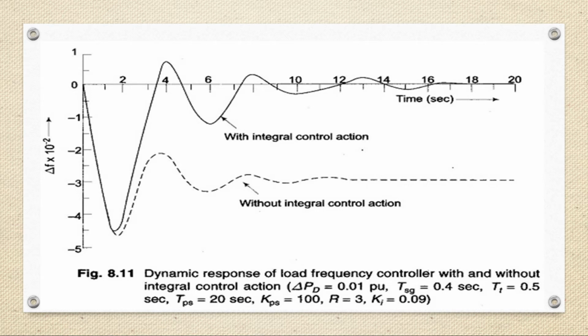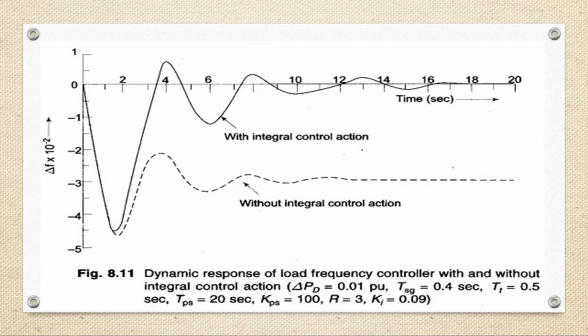So the dynamics of the proportional plus integral controller we can study numerically. The system is of fourth order, and the order of the system will be increased by 1 with the addition of the integral loop. The dynamic response of the proportional plus integral controller with Ki equal to 0.09 per step load disturbance of 0.01 per unit can be obtained through a digital computer, and we have plotted it here on the graph of time versus frequency. The dotted line shows without integral control action, and the bold line shows with integral control action.